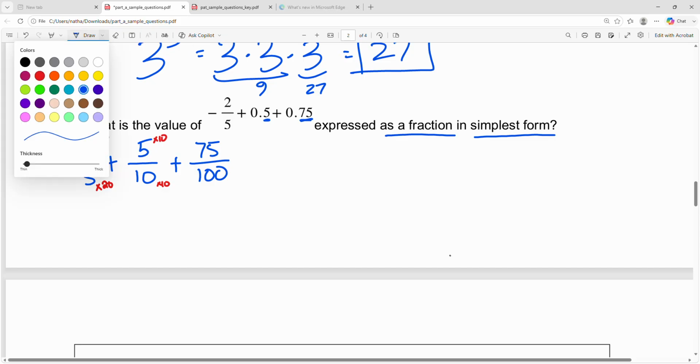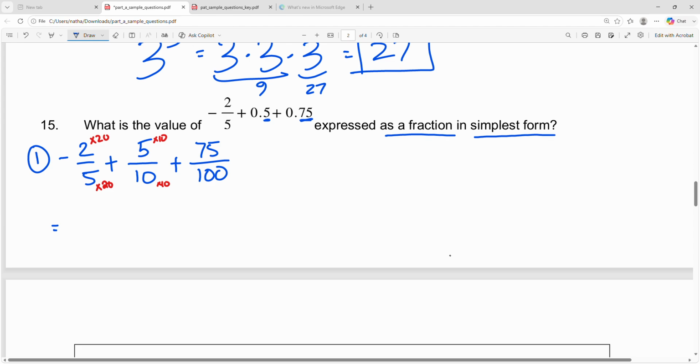Okay, so let's rewrite this here. So we've got 2 times 20. Don't forget the negative. 2 times 20 is 40. 5 times 20 is 100 as we wanted, plus 5 times 10 over 100 because 10 times 10. And 75 over 100, we already have that. Now we can add our numerators. Okay, so we've got -40 plus 50.